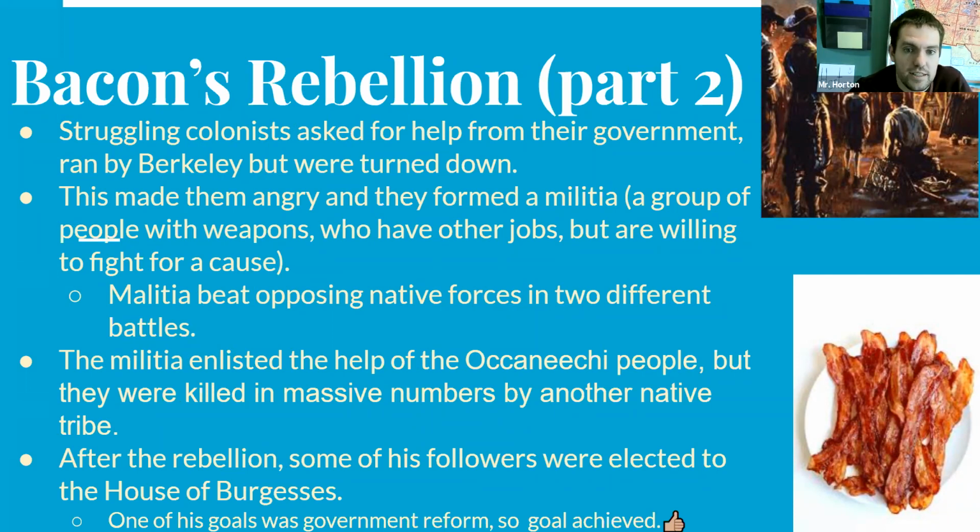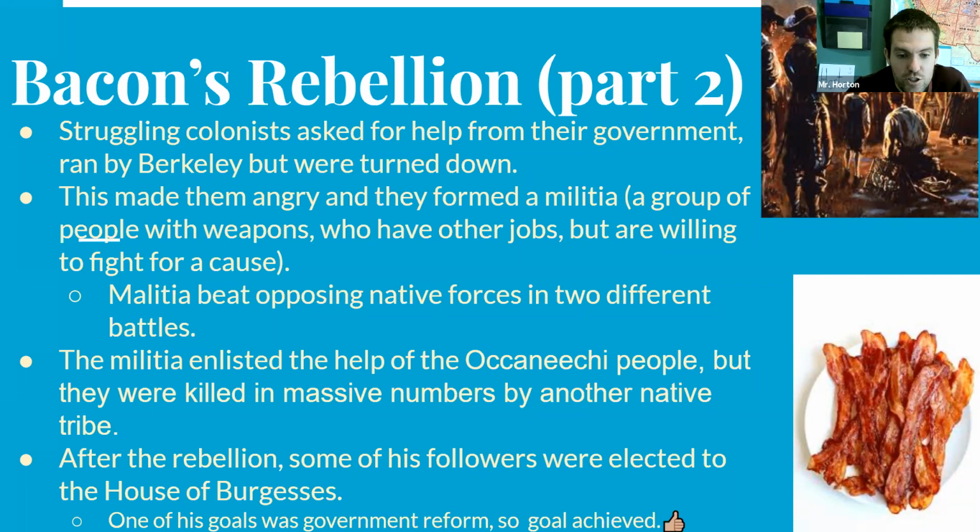And so this made the colonists angry, and they formed a militia. So the colonists decided to form a militia, which is basically a military group. So a group of people who had weapons, but they had other jobs, but they were willing to fight for a cause.